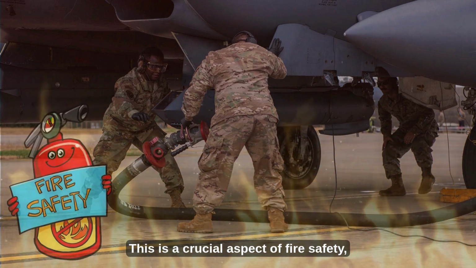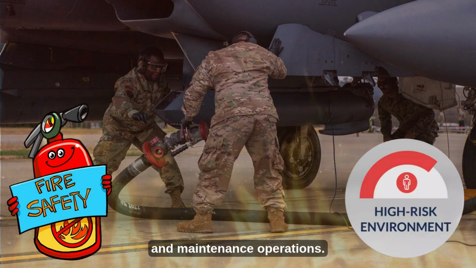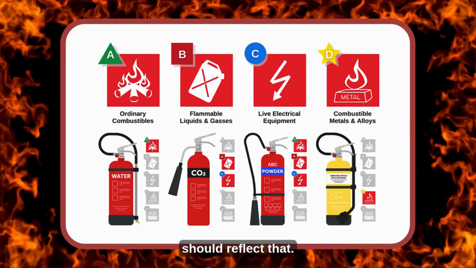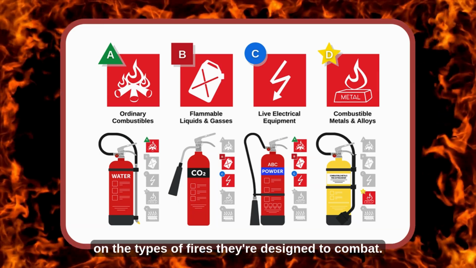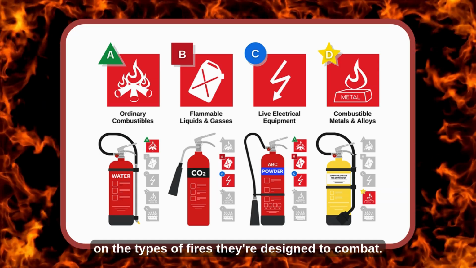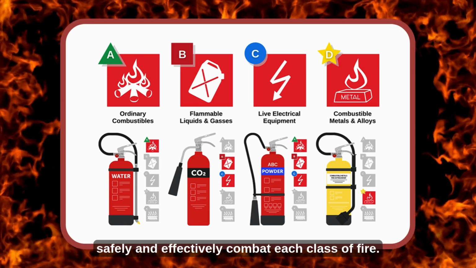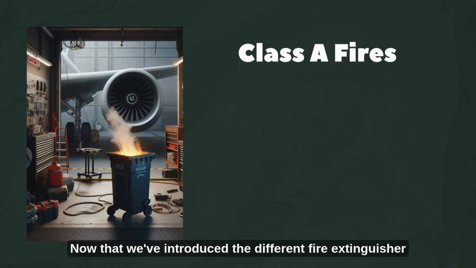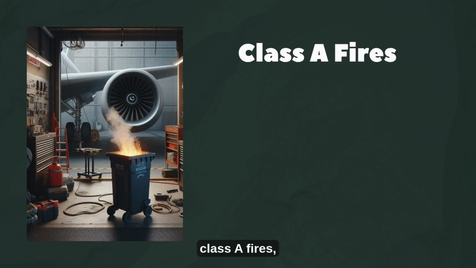This is a crucial aspect of fire safety, particularly in high-risk environments such as aviation and maintenance operations. Fires behave differently, and our responses should reflect that. This is why fire extinguishers are categorized based on the types of fires they are designed to combat. Throughout the lesson, we will explore the specific type of extinguisher needed to safely and effectively combat each class of fire.